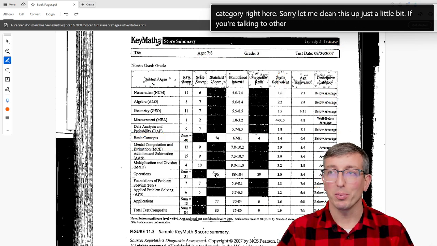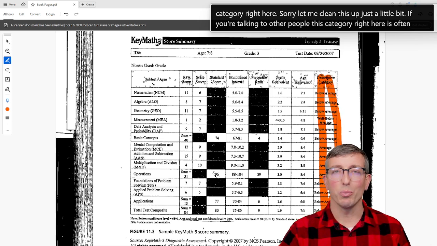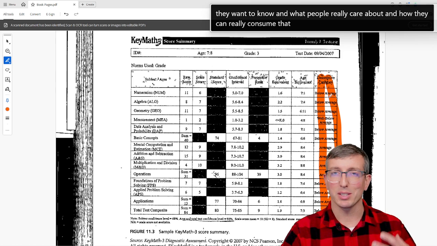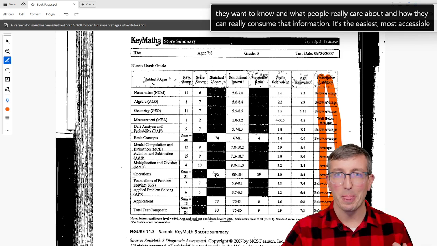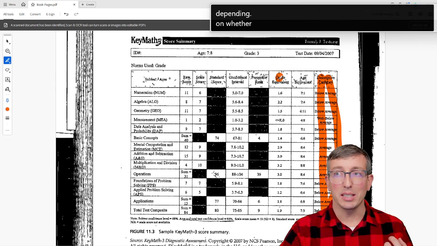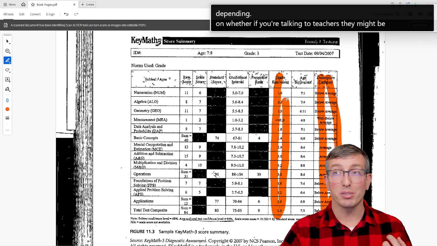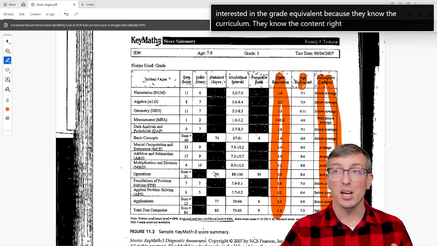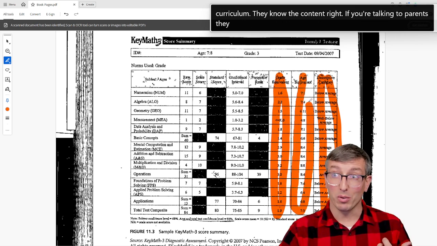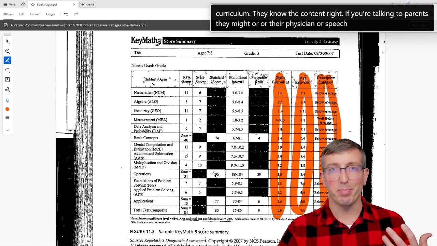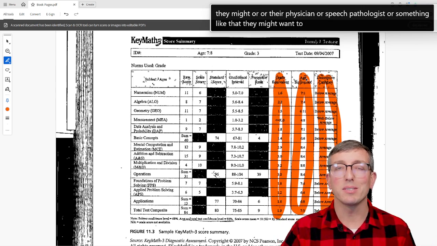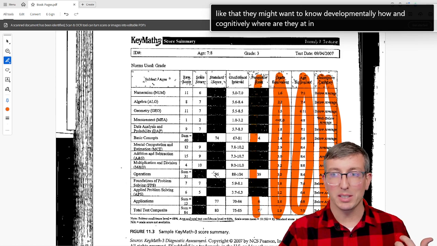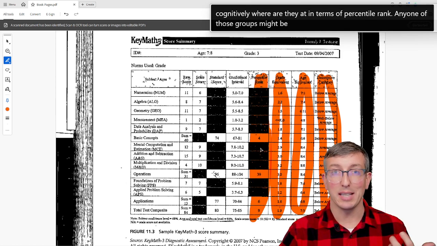If you're talking to other people, this category right here is often what they want to know and what people really care about and how they can really consume that information. It's the easiest, most accessible. If you're talking to teachers, they might be more interested in the grade equivalent because they know the curriculum, they know the content. If you're talking to parents, or their physician or speech pathologist, they might want to know developmentally and cognitively where they are at. In terms of percentile rank, any one of those groups might be interested in that kind of content.